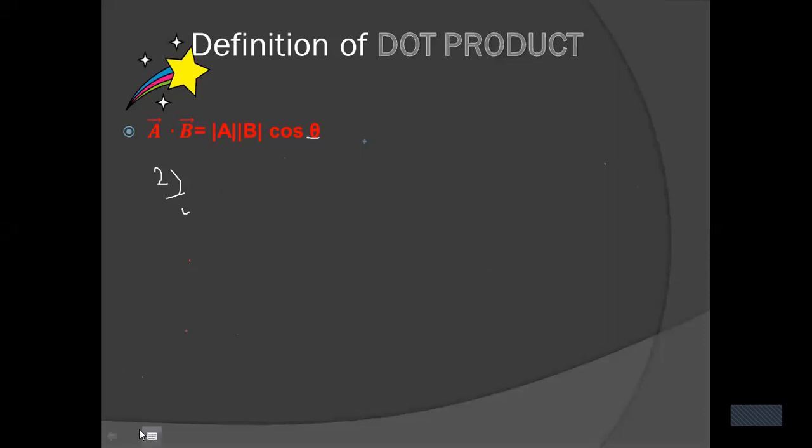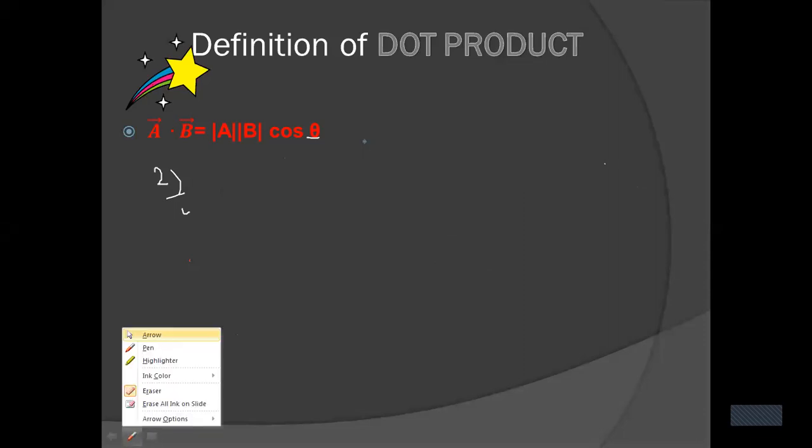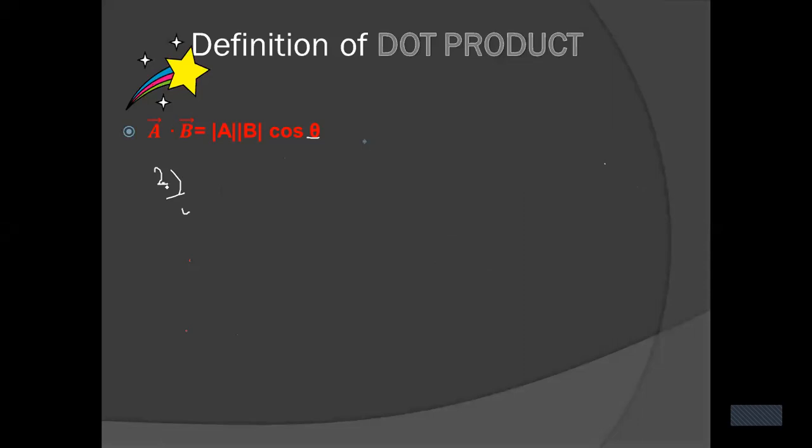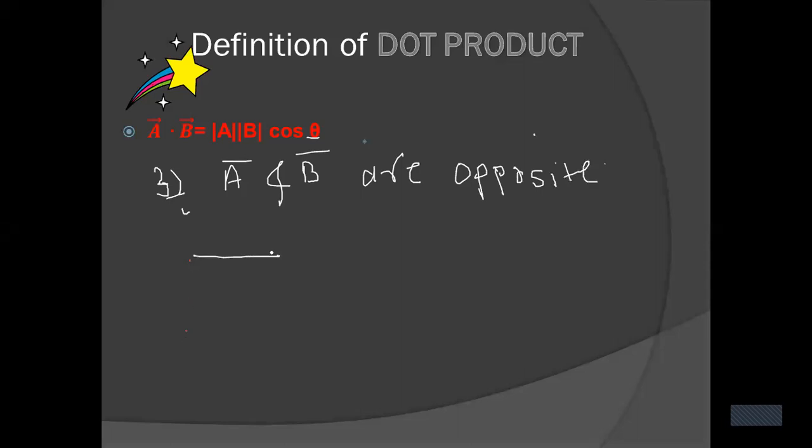So in the third condition, we are considering these two vectors are in opposite direction, which means when a bar and b bar are opposite to each other. So here one vector is a bar and the other vector b bar is in the opposite direction.